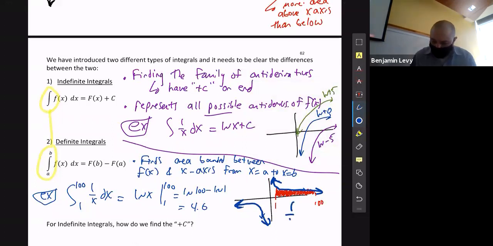This is what 1 over x looks like, by the way. Okay, that's about what I'm trying to say there.